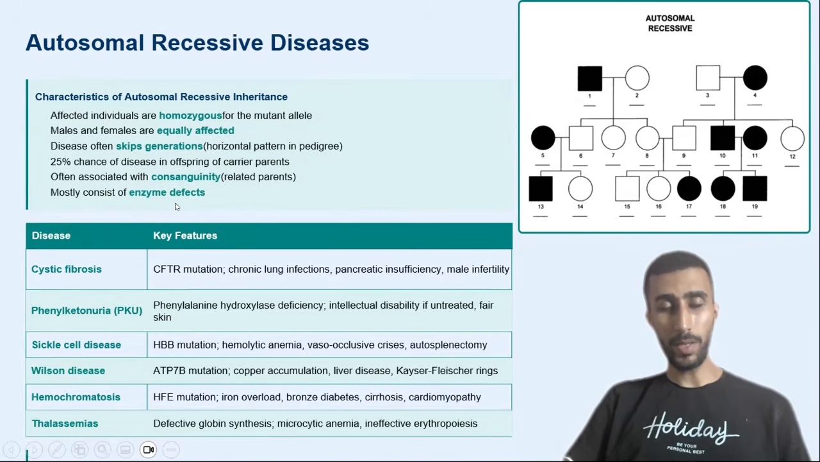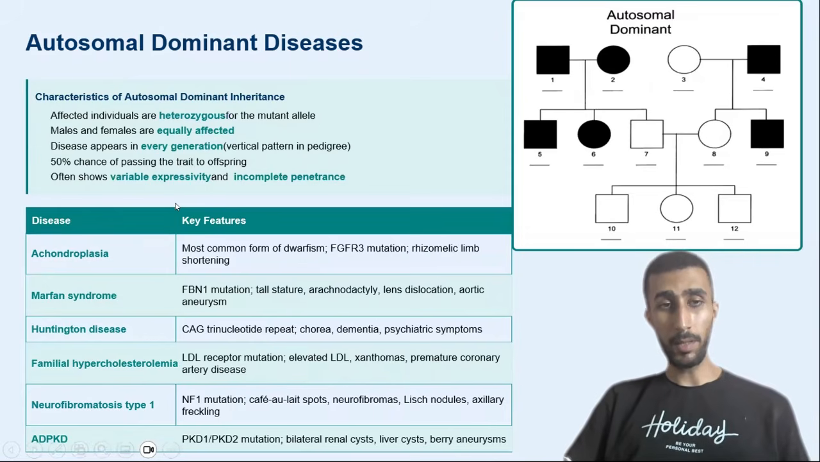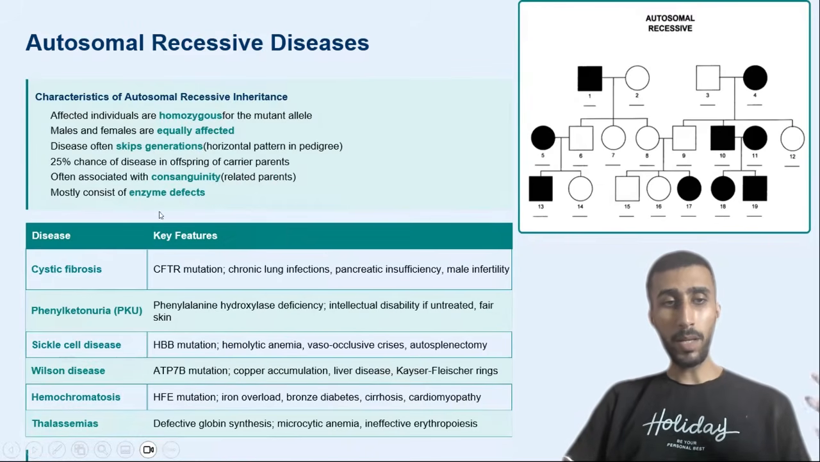They mostly consist of enzymatic defects. Unlike the autosomal dominant diseases, which have structural protein defects, like achondroplasia, Marfan syndrome, and Huntington disease, most of these diseases are related to enzyme defects. It's very high yield to know that if you are asked about it in the exam and you find that the disease is related to an enzymatic defect, you may guess it is an autosomal recessive disease, such as phenylketonuria, phenylalanine hydroxylase deficiency. Also cystic fibrosis, which we are going to talk about in the next slide.